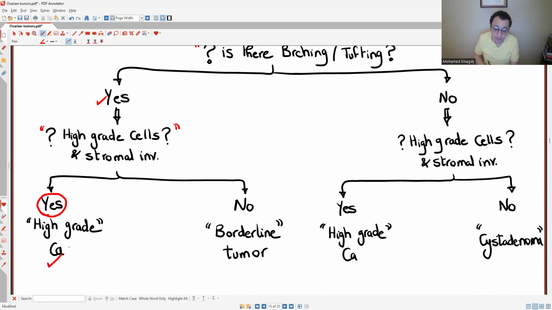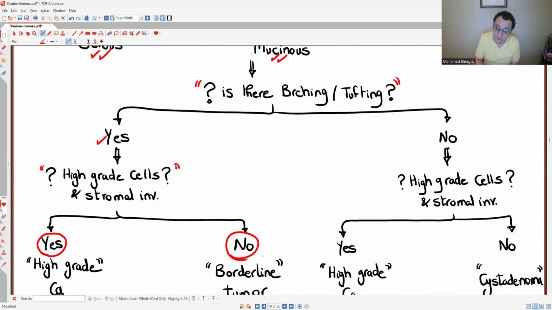If you see them, that's high-grade carcinoma, high-grade mucinous, high-grade serous, depending on which type of cells you saw at the beginning. If it's a no, so no high-grade cells, no stromal invasion, so it's a borderline serous or borderline mucinous, depending.